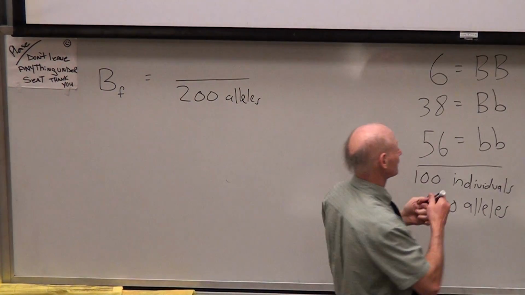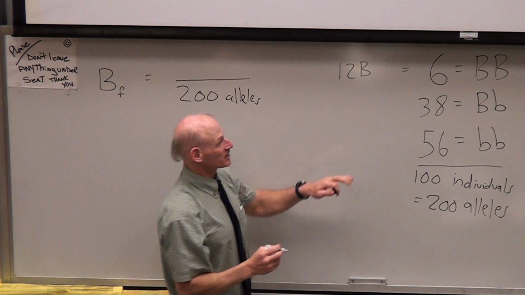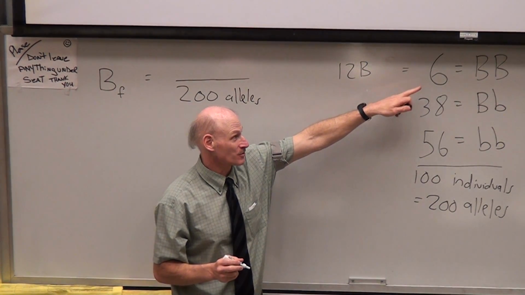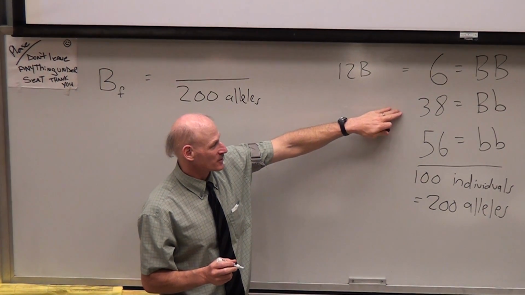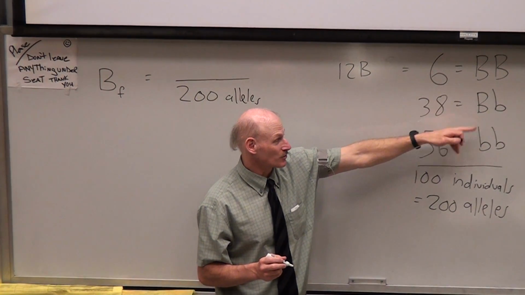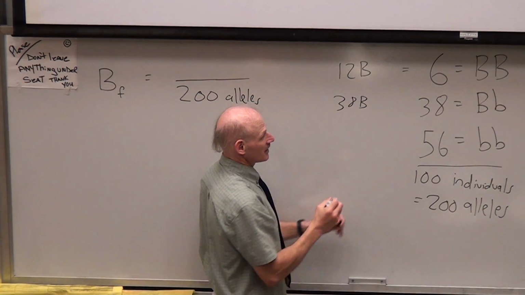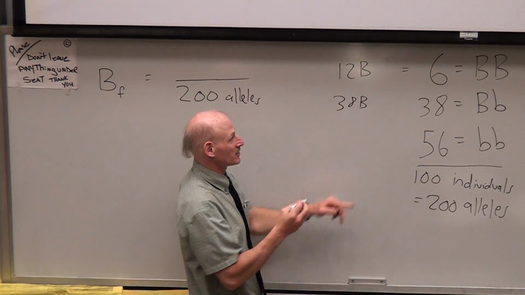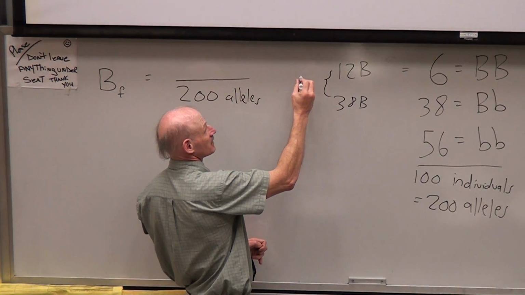How many large B alleles are in these individuals? 12, right? Everybody see why? Because each individual here holds 2 big B alleles, and so if there's 6 individuals who are big B, there must be 12 big Bs from those guys. How many big Bs are in these individuals? Each individual here only holds 1 big B allele. So there's 38 big B alleles there. How many big B alleles are in these individuals? None. They don't have any big B alleles. So if we total up the big B alleles, it's 50.